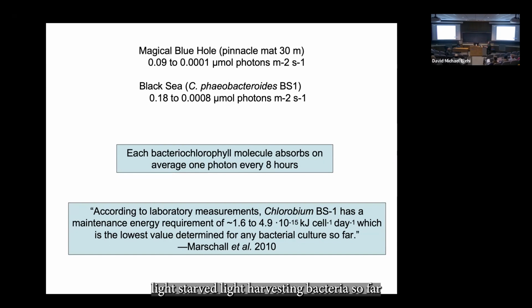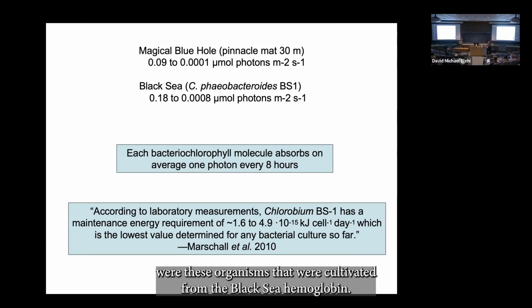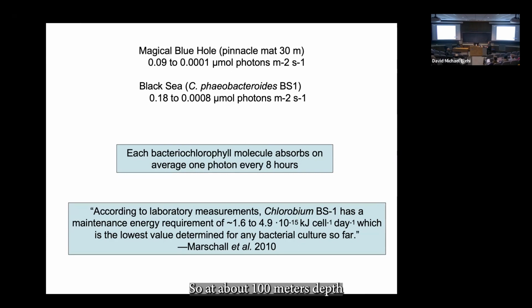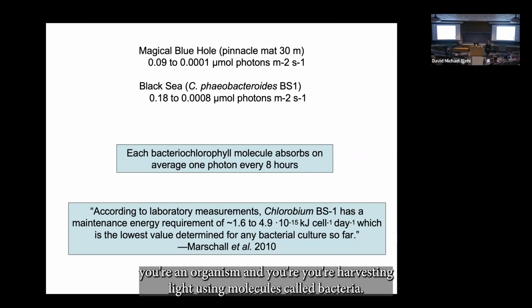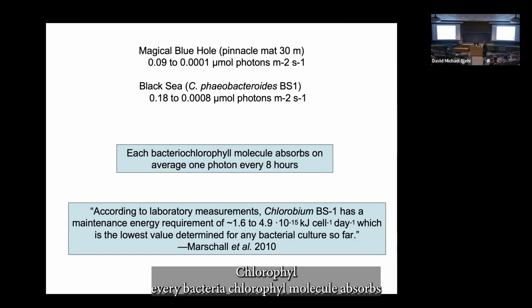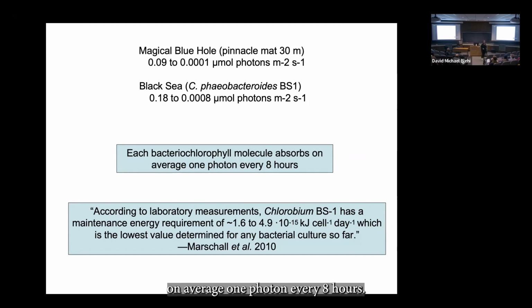light-starved, light-harvesting bacteria so far were these organisms that were cultivated from the Black Sea chemocline. So at about 100 meters depth, and they're receiving more photons per time per area than this blue hole biofilm. So same order of magnitude, but we won. So in this situation, if you're an organism and you're harvesting light using molecules called bacterial chlorophylls, every bacterial chlorophyll molecule absorbs on average 1 photon every 8 hours. That's ridiculous. That's super duper slow.